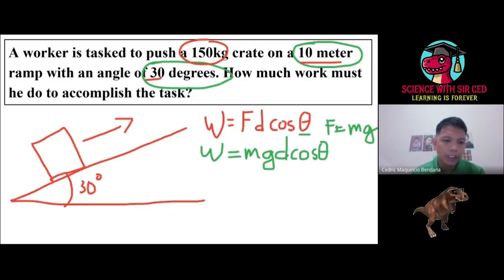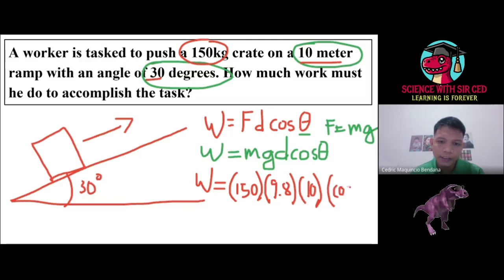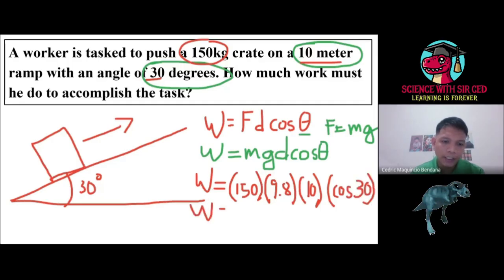Now, we are going to maximize the power of our calculator. Okay, so if everything is present, we are going to put it in the calculator. So what is mass? 150. What is gravity? 9.8. What is displacement? 10. And then what is the angle? Cosine 30. Okay. Let's maximize the power of our calculator.